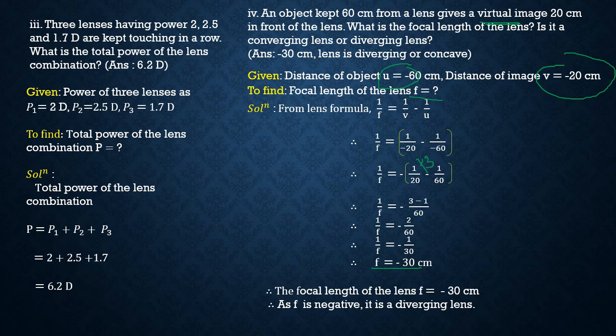Another important thing is the sign convention, because in a question they are not mentioning anything as positive or negative. By reading the question you have to understand where the object is and how it is placed, and based on that you have to apply the sign convention. From that you will get negative or positive.